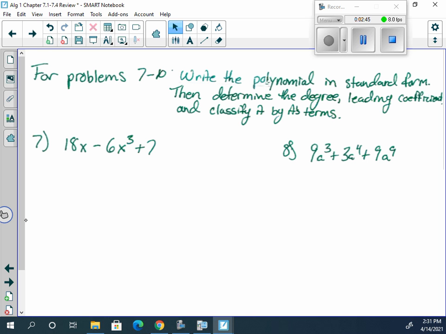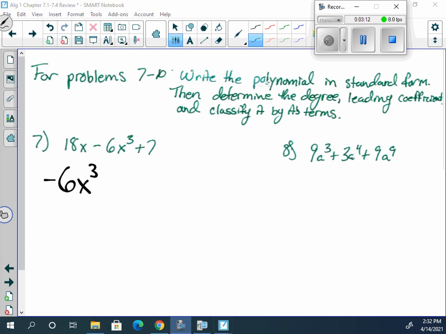So when I look at this here, standard form is always biggest exponent first, so the variable with the biggest exponent goes first, and then going down, we decrease. So which term has the variable with the biggest exponent? To the third. So it will go first. So we have negative 6x to the third. Do we have a variable with it? Okay, so we have this here. Now we don't have an x squared, but we do have an x, yes?